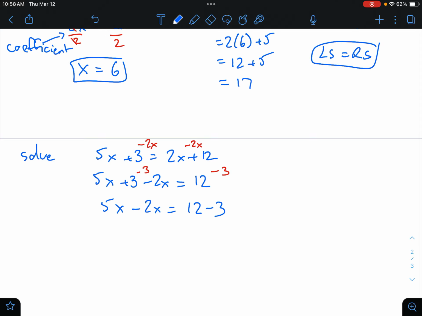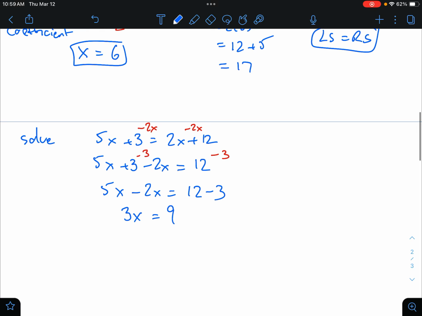Okay, so once we're at this stage now, what we can do is combine our like terms. So we have 5x minus 2x. These are like terms. A 5 minus a 2 becomes 3, so this becomes 3x. And on the right side, we have 12 minus 3, that's 9. And then lastly, we need to get the x by itself. We're going to divide both sides by 3. And you're going to get x equals 9 divided by 3 is 3. That is your answer right there. And you could go ahead and sub it in, and you'll find out that this definitely works.